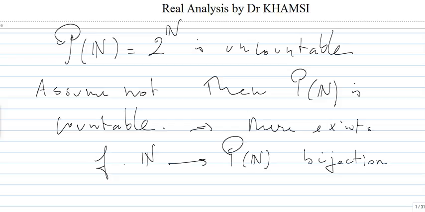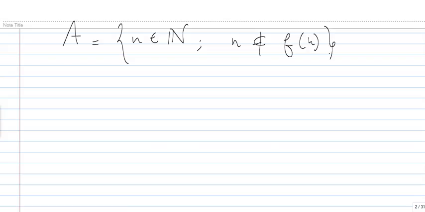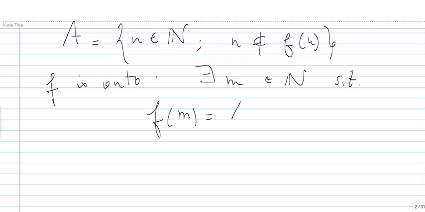Now we consider the subset of N, A, equals the set of n in N such that n does not belong to f of n. Keep in mind that f of n is an element of the power set, in other words, a subset of N, which makes sense to say whether n belongs or does not belong to f of n. Now f is onto, because it's a bijection. Therefore, there exists m in N such that f of m is equal to A.